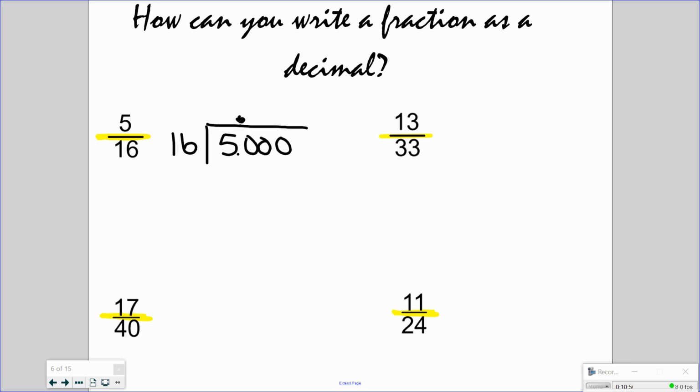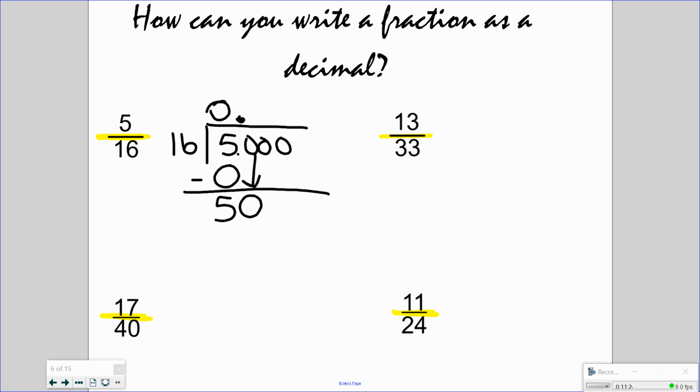All right, let's go ahead here and get started. We have 16 going into 5. 16 cannot go into 5, so we're going to go ahead and put a 0 up there. 16 times 0 is 0, so that's where I put my answer to 16 times 0, and then I subtract. 5 minus 0 is 5, and then I go ahead and bring down my 0. So now I have 50.